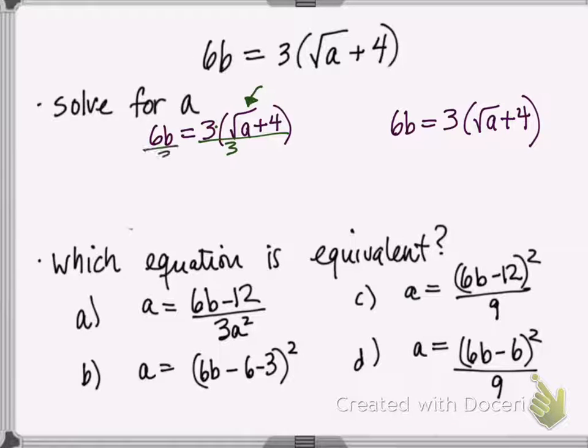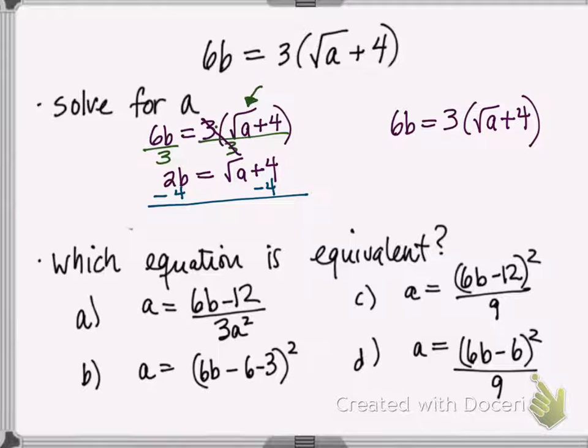sides by 3. So on the left-hand side, I'm left with 6b divided by 3, which is 2b, and that's equal to, the 3 is gone now. I don't need parentheses anymore because there's no number outside of the parentheses, so I'm just going to write the square root of a plus 4. My next step in order to isolate the a would be to subtract 4 from both sides.